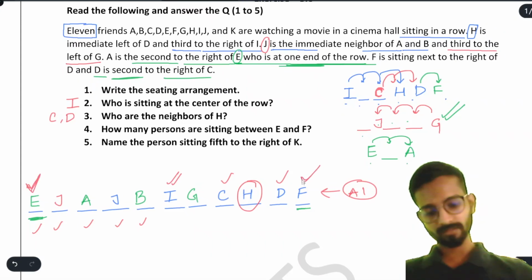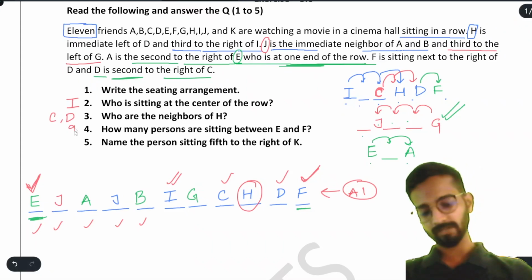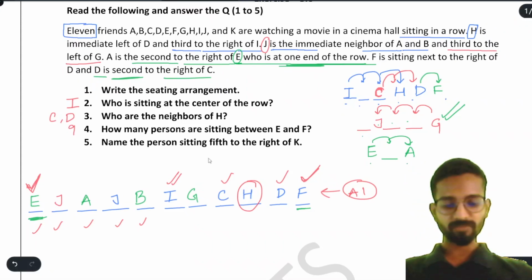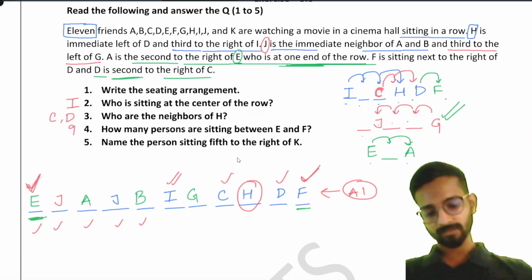F is here. So there were total 11 friends. Between them will be 9 people, 9 friends. Now, name the person who is sitting fifth to the right of K. Where is K? There is no K. A, B, C, D, E, G, H, I, J.